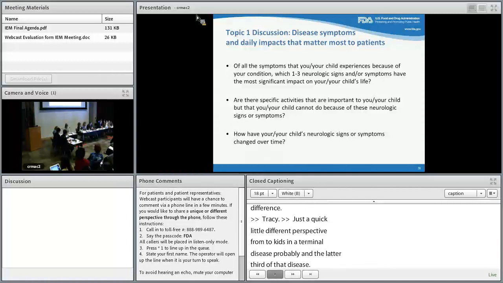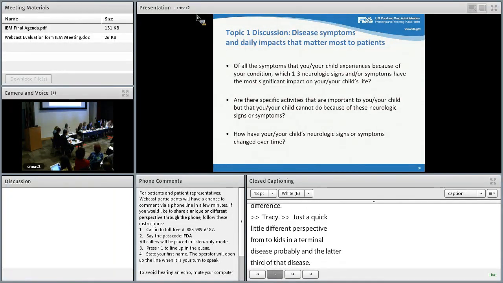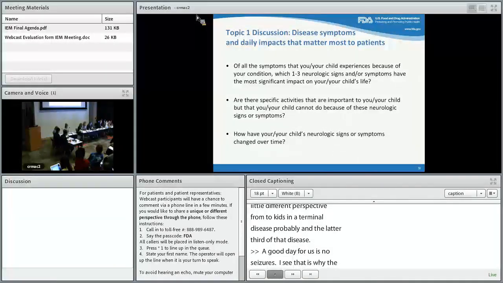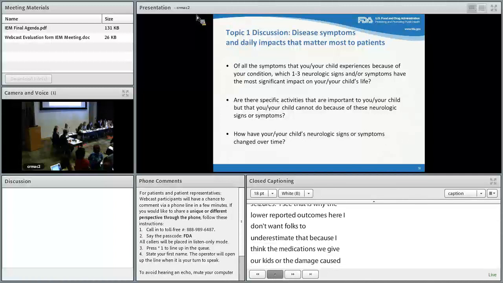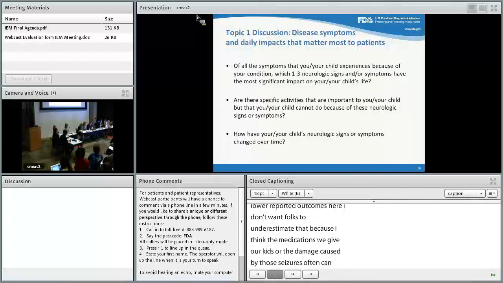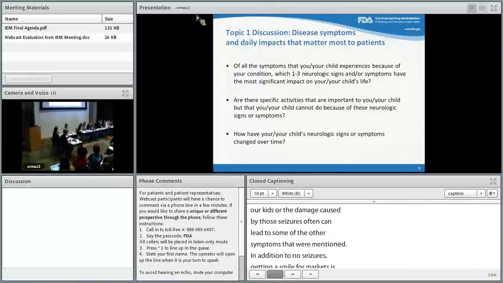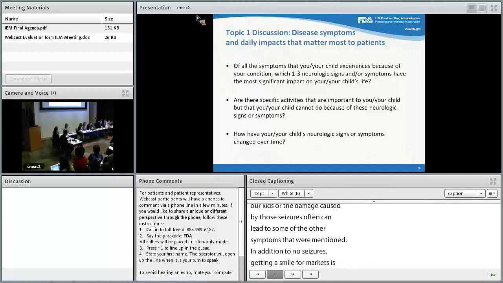that disease. So a good day for us is no seizures, and I see that was one of the lower reported outcomes here, but I don't want folks to underestimate that, because I think either the medications we give our kids or the damage caused by those seizures often can lead to some of the other symptoms that were mentioned. But in addition to no seizures, getting a smile from our kids is a good day.